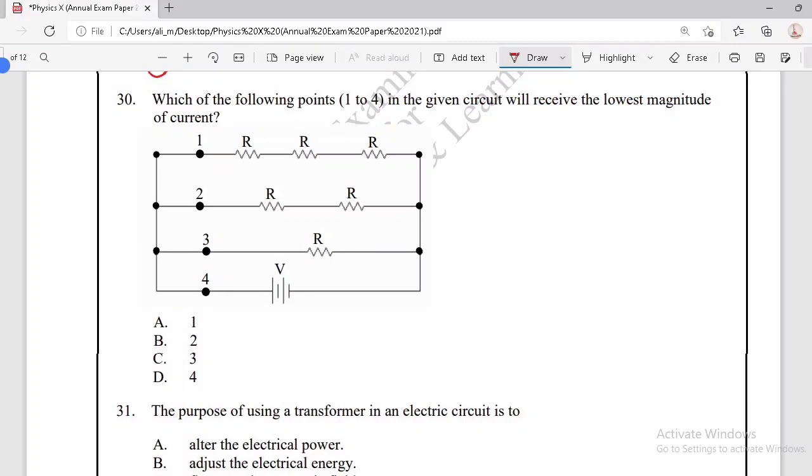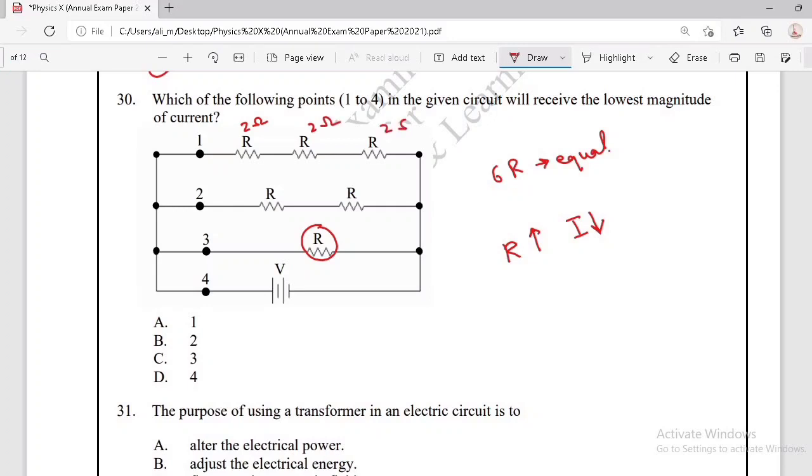Now we have question number 30. Which of the following points from 1 to 4 in the given circuit will receive the lowest magnitude of current? So we have 1, 2, 3 and 4. We have 4 points, and in the circuit we have 3, 2, 5 and 1, 6, a total of 6 resistances of equal magnitude. We know that resistance is the opposition in the flow of current. When the resistance is more, the current decreases. So in point three we have only one resistance. Let's say these resistances are of 2 ohms. All of these resistances are 2 ohms.